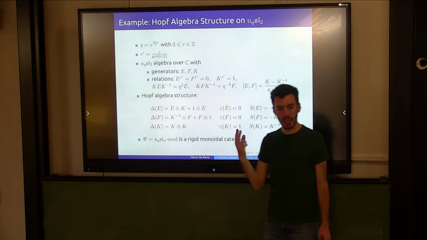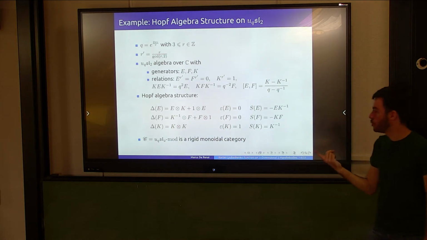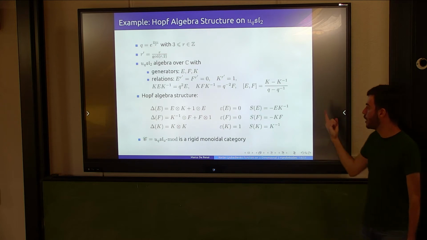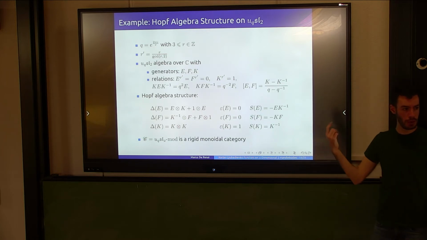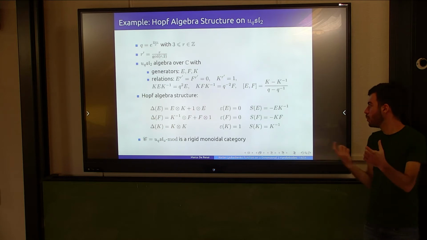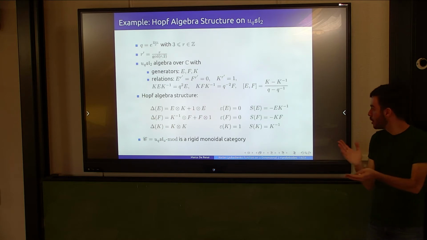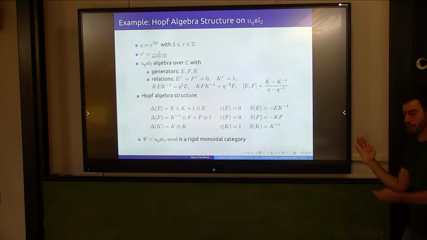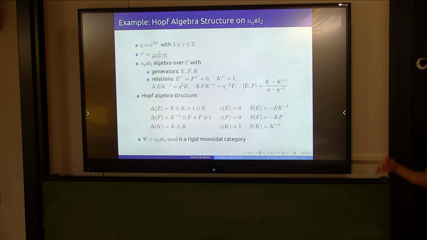So conjugating E by K gives you q to the power 2 times E. Conjugating F by K gives you q to the power minus 2 times F. And the standard bracket between E and F, so the commutator, is given by this quantum version, so K minus K inverse over q minus q inverse. Right, so this is an algebra, a finite dimensional one. It admits a Hopf algebra structure, which is very well known.